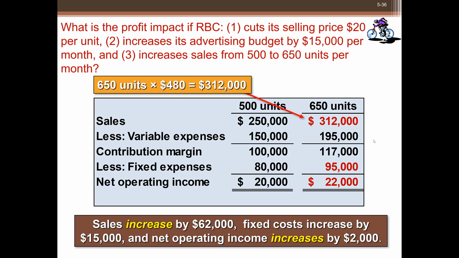In this case, sales increased by $62,000. Fixed costs increased by $15,000. Net operating income still increases by $2,000. So those are good decisions as well because operating income increases.